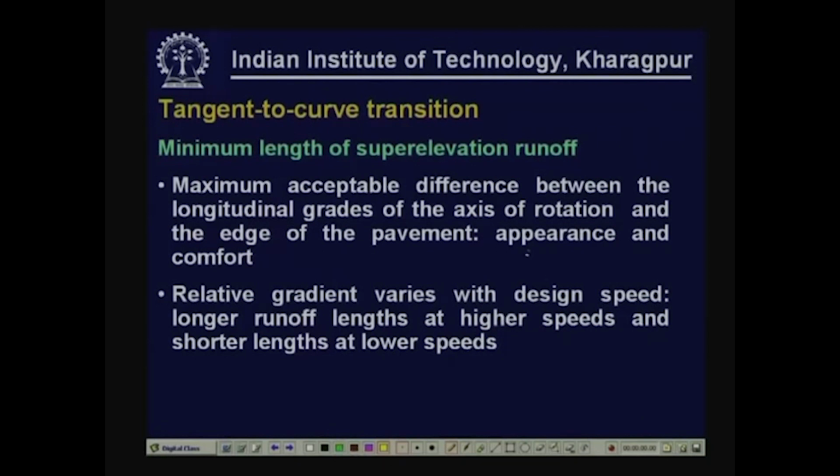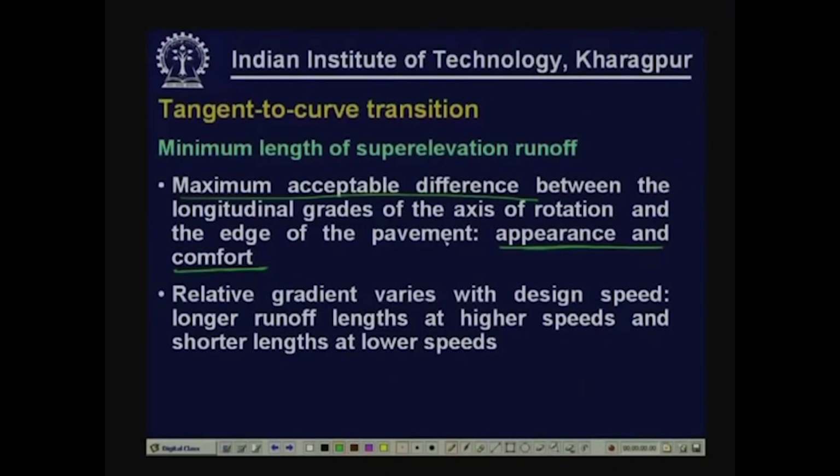Considering appearance and comfort, there should be a maximum acceptable difference between the longitudinal grades of the axis of rotation and the edge of the pavement. Nearly a similar aspect we discussed when we covered the Indian Roads Congress approach for determining the length of transition curve. So, there should be a maximum acceptable difference considering appearance and comfort.